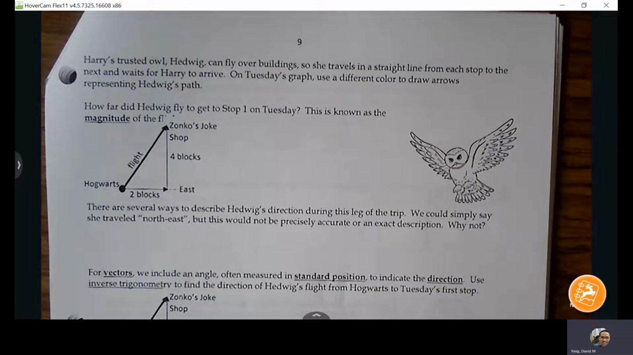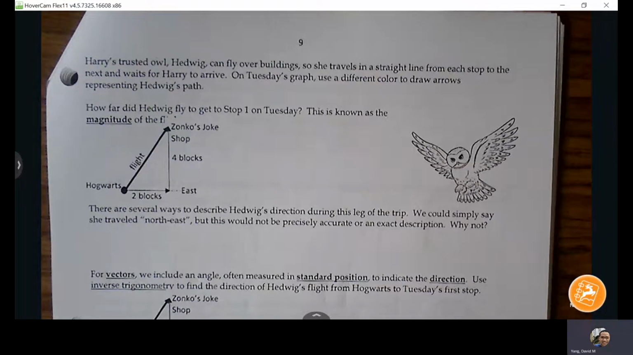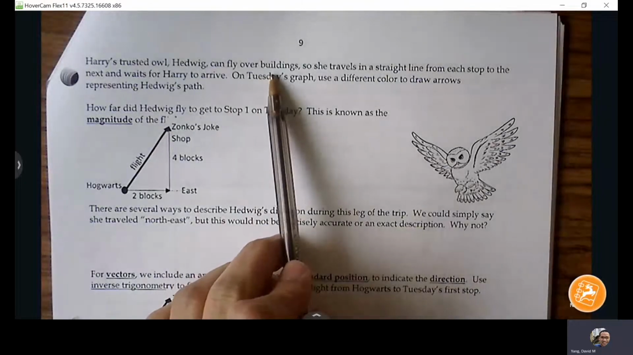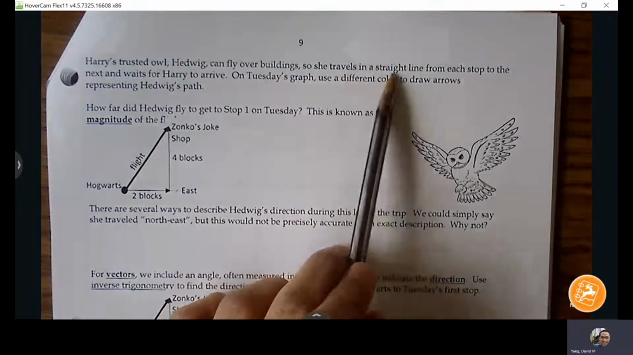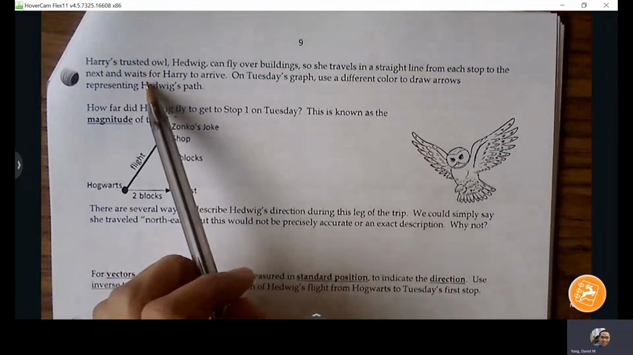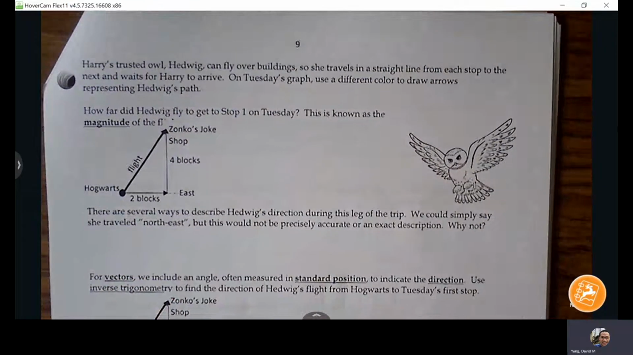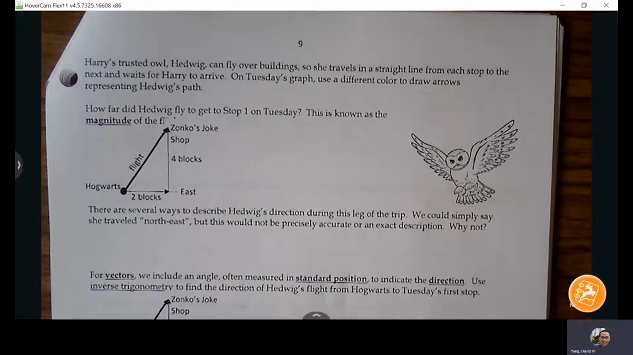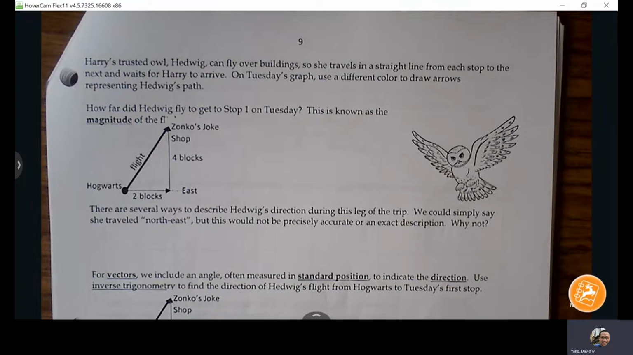Okay, so at the top of page 9, Harry's trusted owl Hedwig can fly over buildings. So she travels in a straight line from each stop to the next and waits for Harry to arrive. On Tuesday's graph, use a different color to draw arrows representing the owl's path. Okay, so how far did Hedwig fly to get to stop 1 on Tuesday? This is known as the magnitude of the flight.